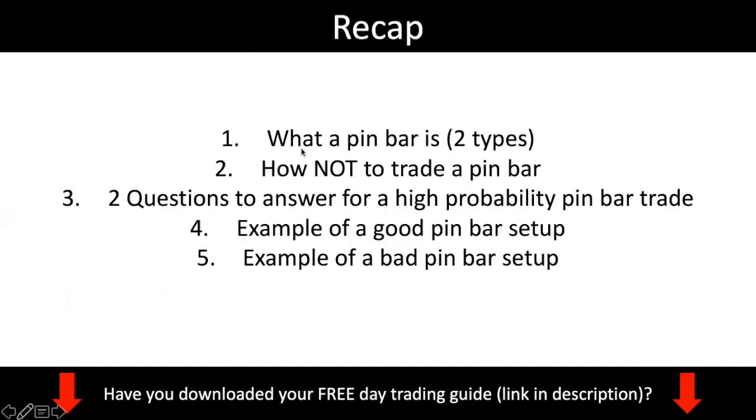So just a recap. I talked about what a pin bar is. I talked about the two types. One is a rejection of a strong level. The other is actually a flush of a support resistance level. I also showed you how not to trade a pin bar. Hopefully after this video, you will not make this mistake. Do not blindly trade every single pin bar without considering the market context. I also talked about two questions to answer, which is basically to ask yourself, what's the market condition? Is there a trend? Is it consolidating? And is there a pin bar setup that is in alignment with the market condition? Then I also showed you the example of a good pin bar setup as well as an example of a bad pin bar setup.